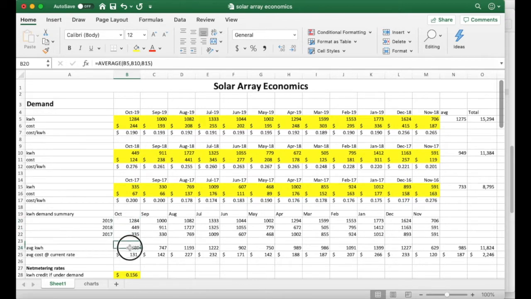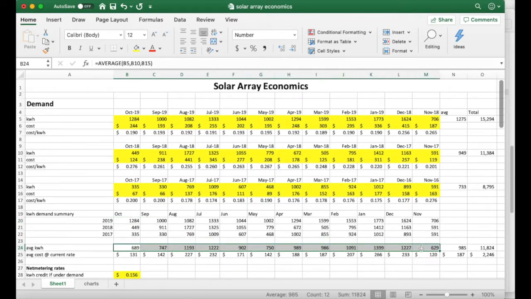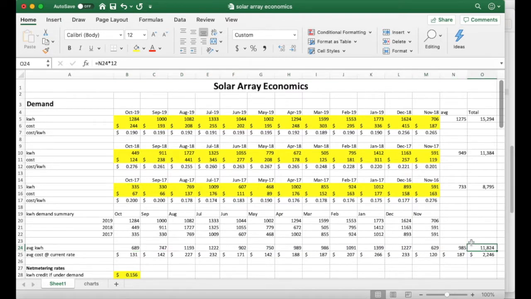But on average, you can see that we are consuming about 1,000 kilowatt hours plus or minus per month, or a total of roughly 12,000 kilowatt hours per year, which is pretty typical for a 3,000 square foot home in our area. As for cost, we are paying about $2,200 per year.